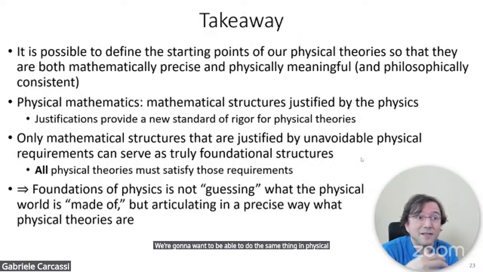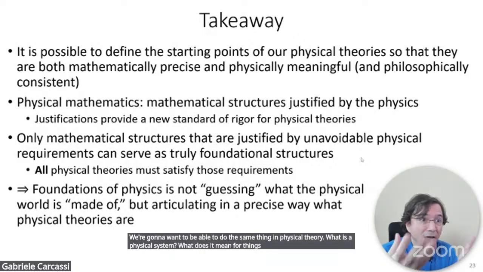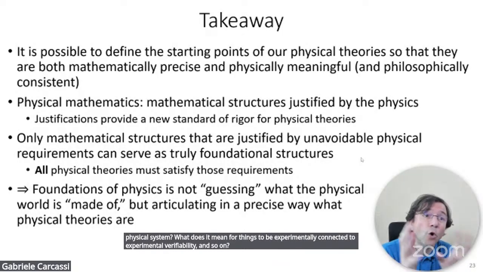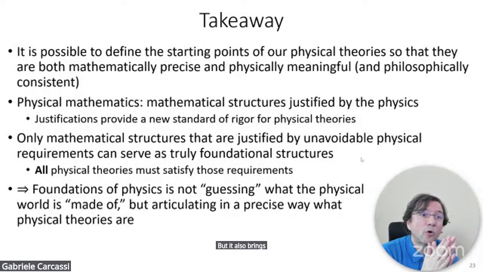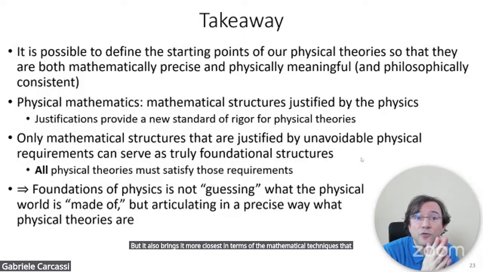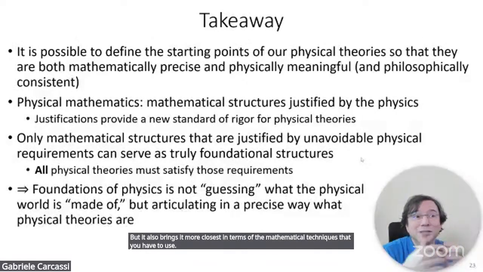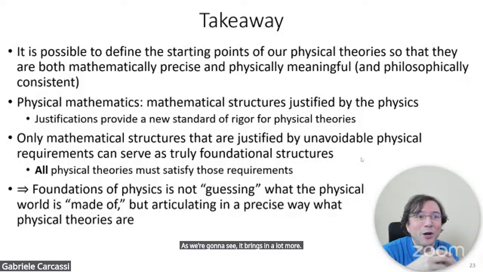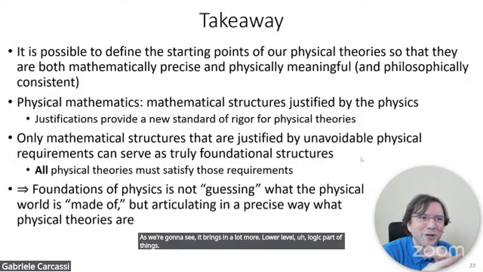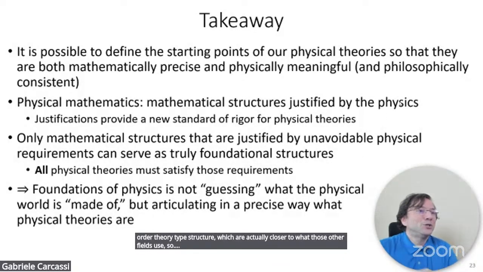Well, what is a physical system? What does it mean for things to be connected to experimental verifiability and so on? But it also brings it closer in terms of the mathematical techniques that you have to use. As we're going to see, it brings in a lot more lower-level logic, order theory type structure, which are actually closer to what those other fields use. So it's all very interesting.